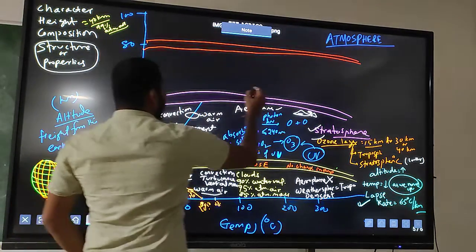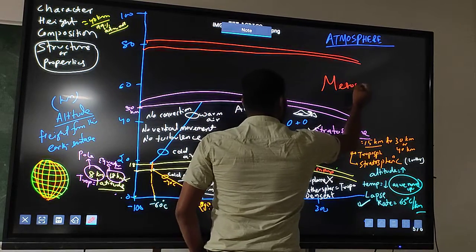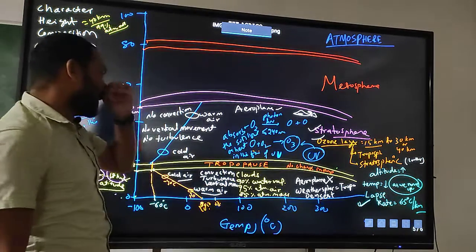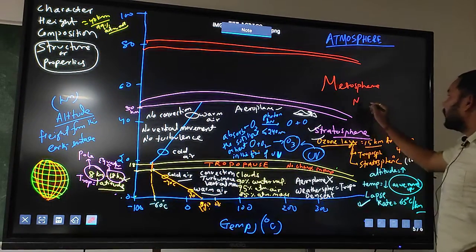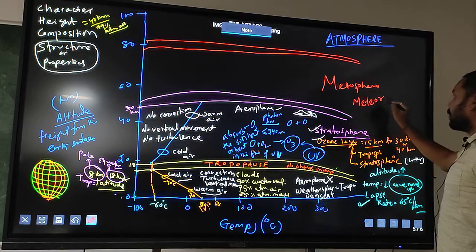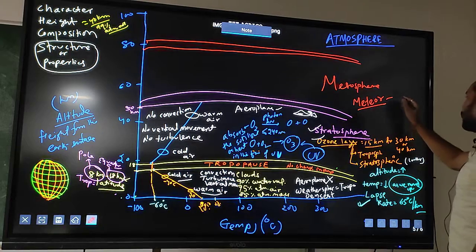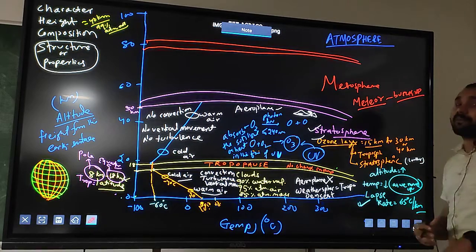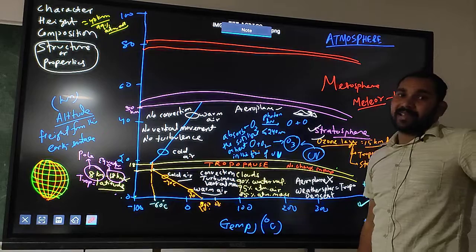So now this will be the mesosphere. There is nothing much more important. In the mesosphere, whatever meteors come from the upper layer will burn up here. So whatever meteors are there, they will be destroyed within this mesosphere.